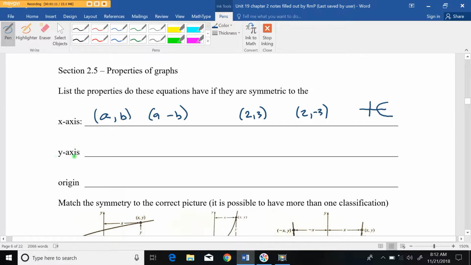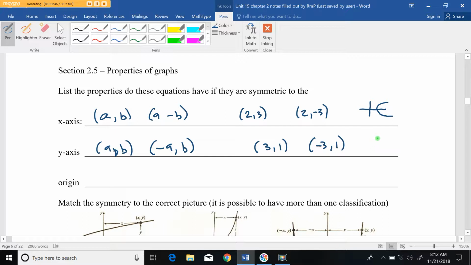All right, y-axis symmetry. So if we have a function that's symmetric about the y-axis, that means this: if the point (A, B) is on the graph of the function, and it's symmetric about the y-axis, then the point (minus A, B) is also on that graph. Numerical example: if the point (3, 1) is on this function, the point (minus 3, 1) is also on the graph.